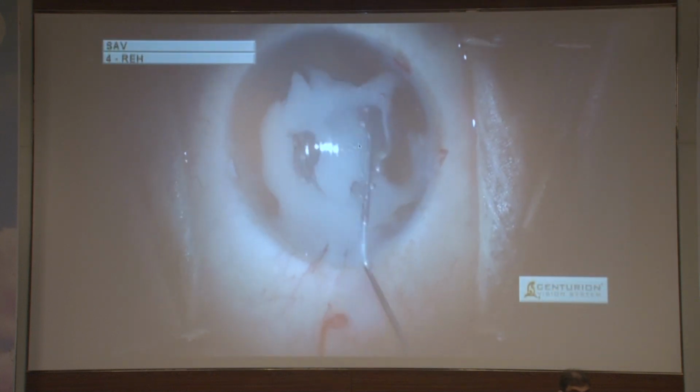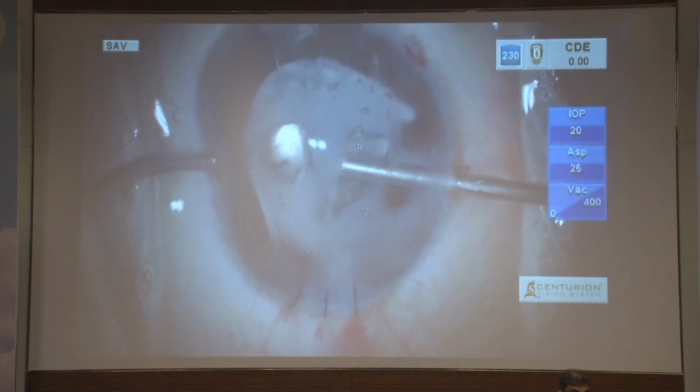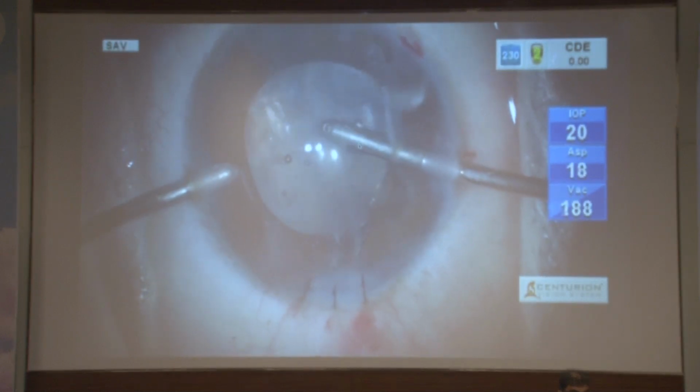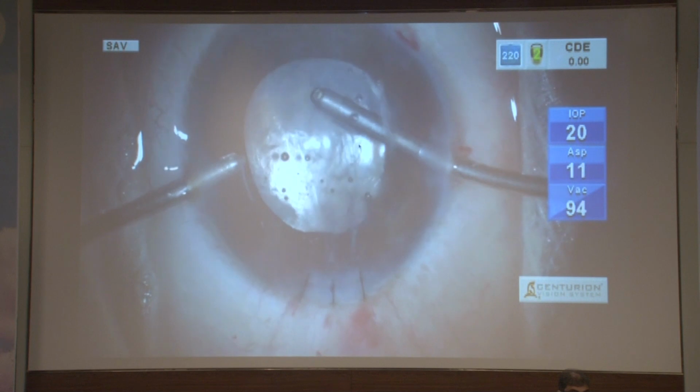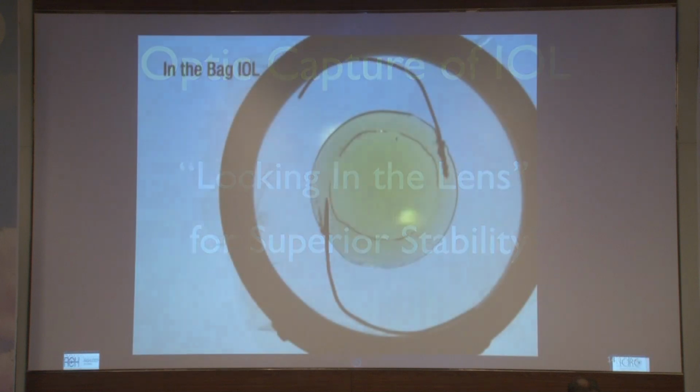You must always make sure, however confident you may feel that you have not disturbed the vitreous, always confirm by injecting preservative-free triamcinolone acetonide. And fortunately, there was no vitreous disturbance in this case. So why the principle of optic capture? Because it first of all helps to fix the IOL at that place and therefore gives superior stability.